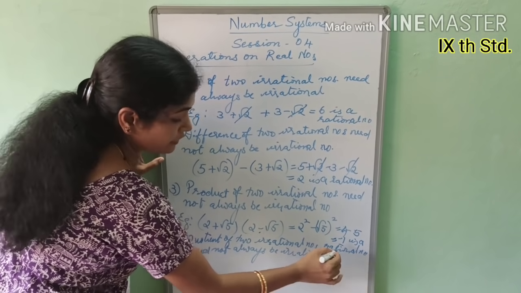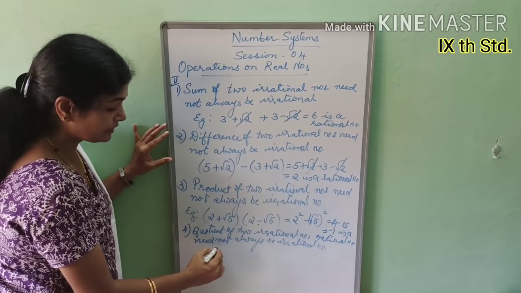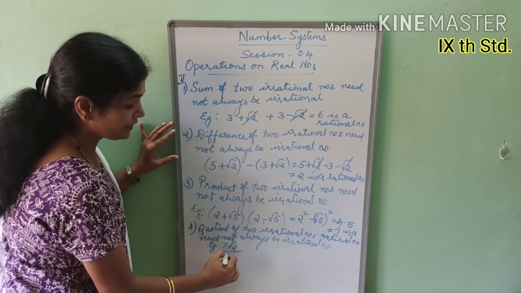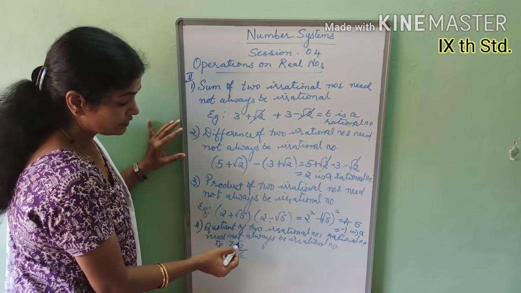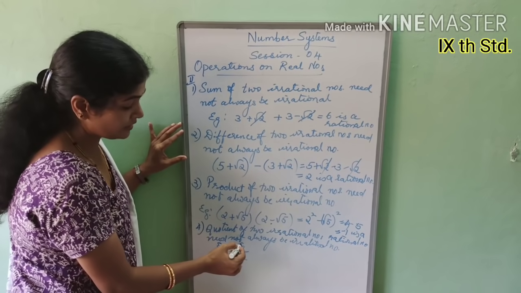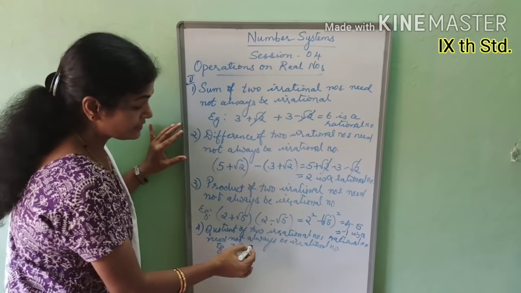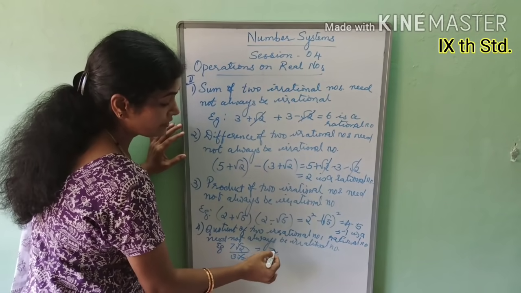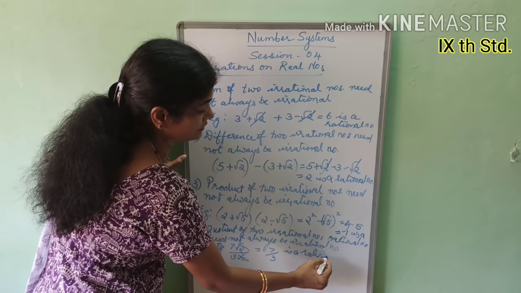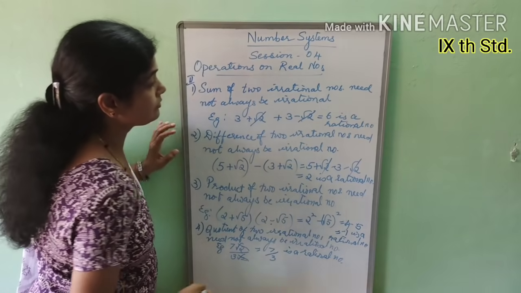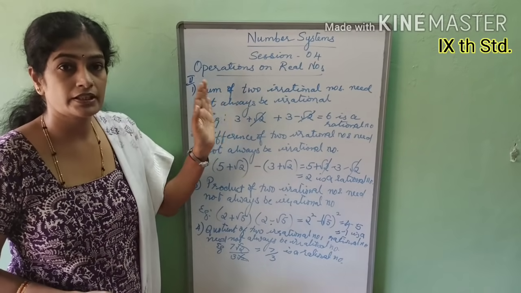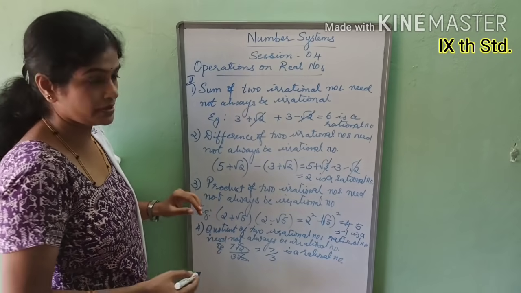Irrational number. Right? For example, I'll take 7 root 2 divided by 3 root 2. 7 root 2 is an irrational number. 3 root 2 is an irrational number. So root 2 gets cancelled. So that is 7 by 3. This 7 by 3 is a rational number. So these are some of the properties of the real numbers, that is rational and irrational numbers.